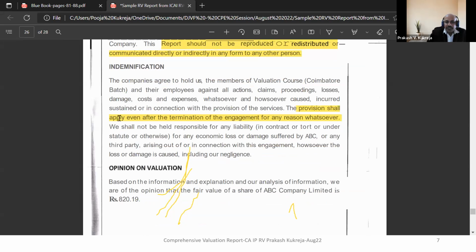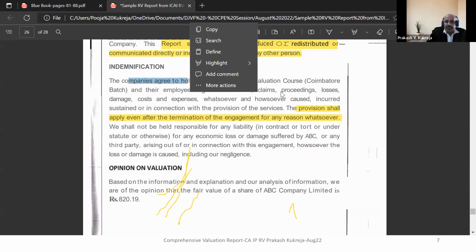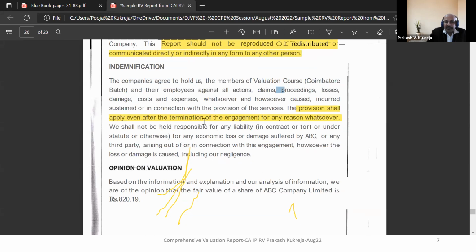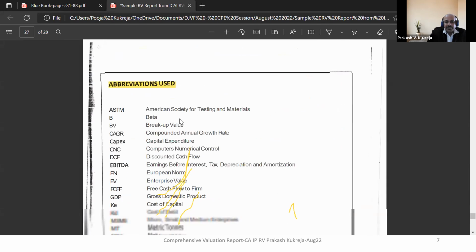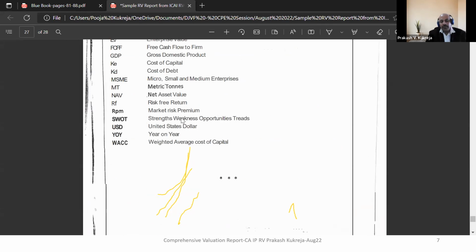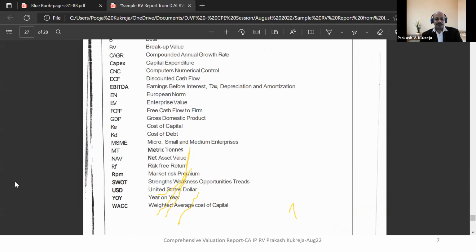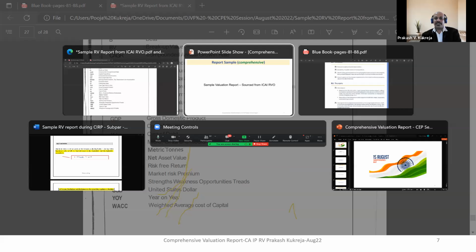Indemnification, the provision shall apply even after the termination of the engagement for any reason whatsoever. Basically, if there's any mistake, I think they have mentioned here that members of valuation code, not very relevant, but basically indemnifying the RV over here. And then the opinion again highlighting the abbreviations used. So very good reference point as a report. And this is available on the ICRVO website also. It is publicly available. I'll attach this report also when I'm sharing the presentation.